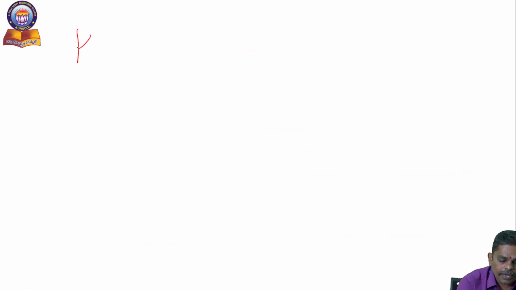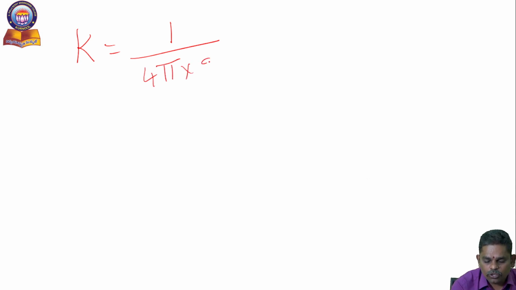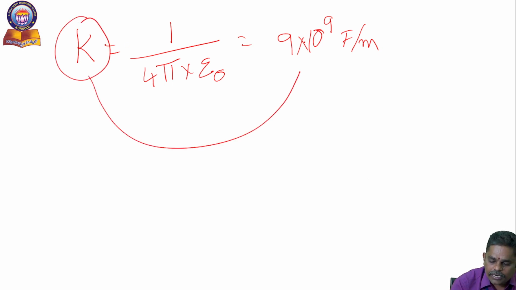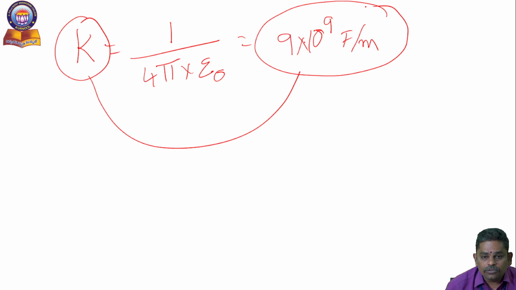Now k is equal to 1 by 4 pi epsilon naught. If you substitute that value, we are going to get 9 into 10 power 9 farads per meter. The k value, the proportionality constant, is equal to 9 into 10 power 9.